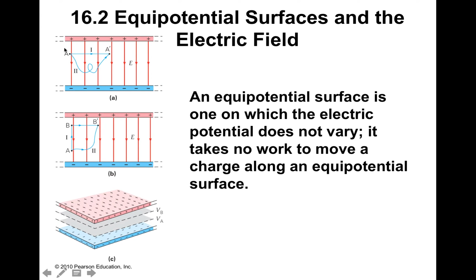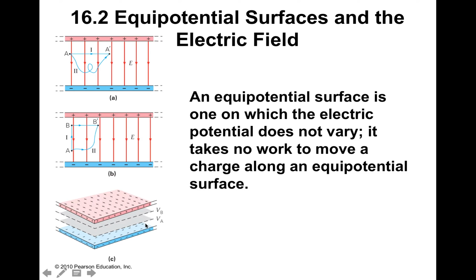Because the potential difference lines are running parallel to the plates here, but perpendicular to the E field. Okay? It is one in which the electric potential does not vary. It takes no work to move a charge along an equipotential surface. Okay, notice we've got these different equipotential surfaces, this VB to VA.